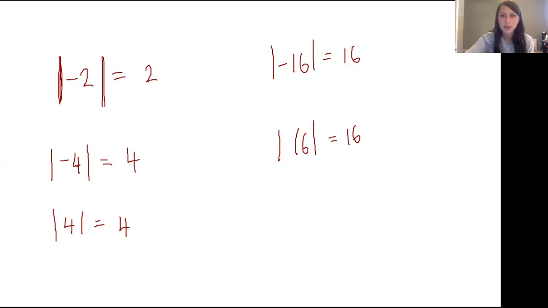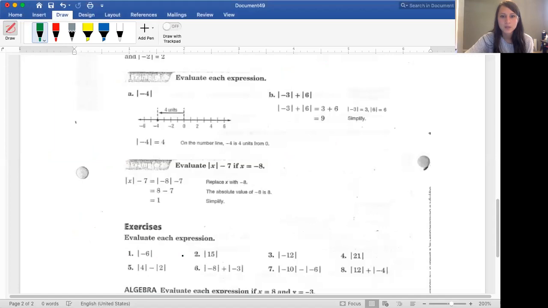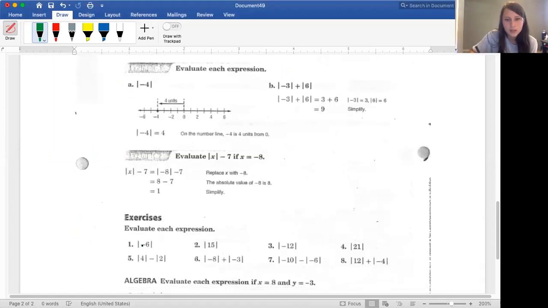We're going to take a look at 1 through 4 on your study guide. What's the absolute value of all these numbers here on top, 1 through 4? Well, -6, absolute value is just 6. 15 is 15. Absolute value of -12, just 12. Absolute value of 21, 21. All right, ready for another challenge?